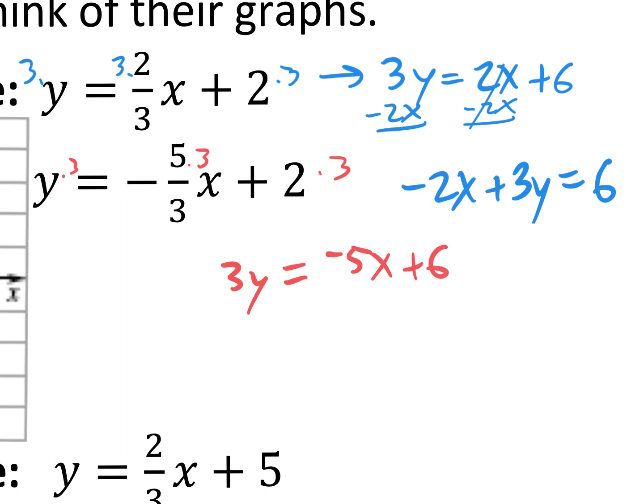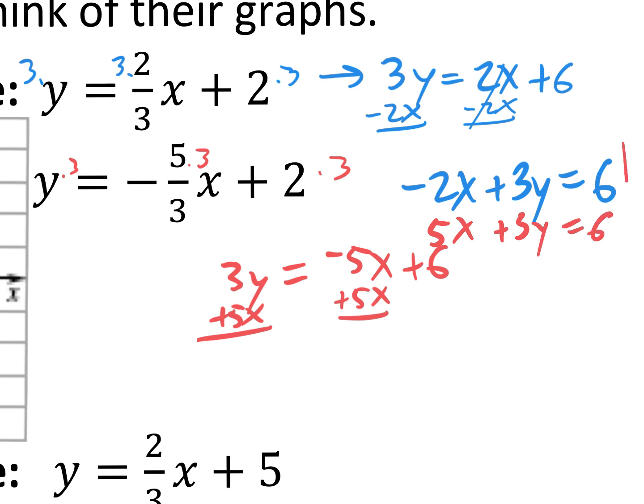And then I would get rid of the minus 5x by adding 5x, and you'd have 5x plus 3y equals 6. So here's your system that's organized. But that would technically be a waste of time. I'm just letting you know, you could use the elimination method on any system.